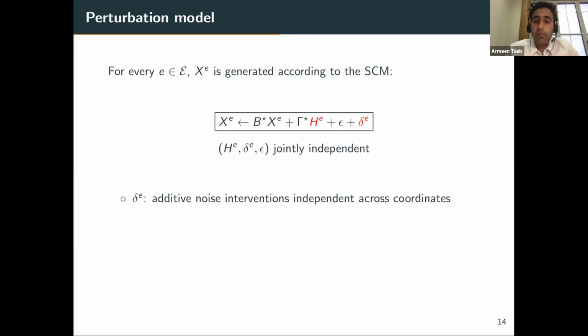Okay, so now we modified the original structural causal model by making two simple modifications. One is that we are allowing the latent variable H to vary across environments. The other is that we have an additive noise term, delta, and these are direct perturbations on the observed variables X. With delta, we assume that it's independent across coordinates. Now, it's important to note that changes in the latent variables or some of the observed variables will propagate throughout the entire network. So you expect the entire distribution to vary across these environments.